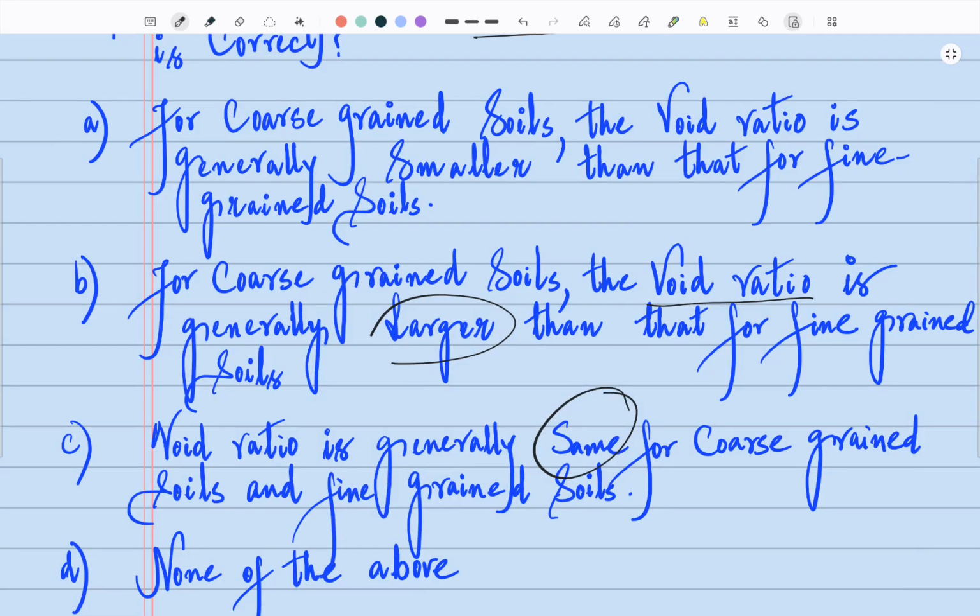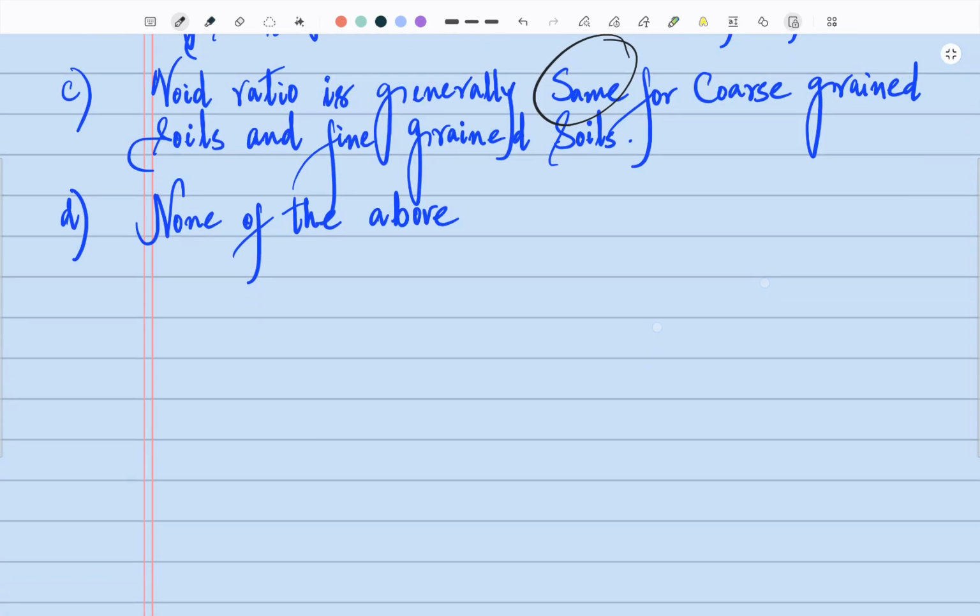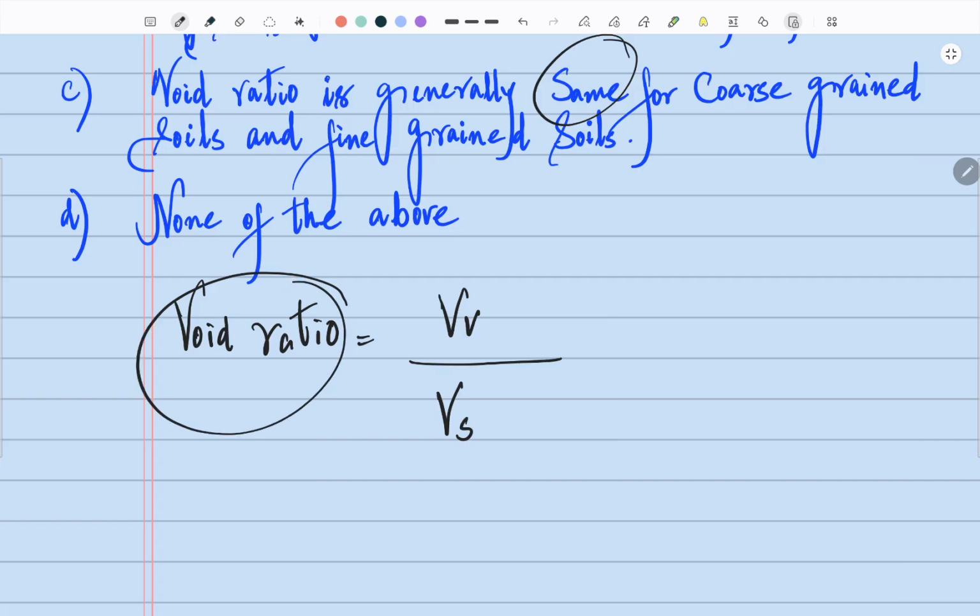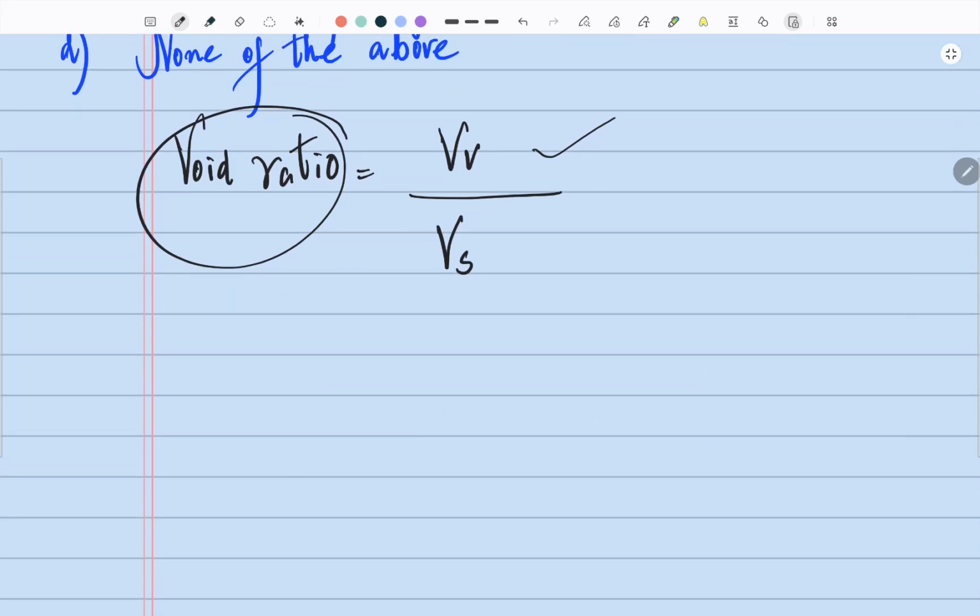Before moving to the question, let's see what void ratio is. Void ratio is a very important volumetric relationship in case of a soil sample. Void ratio is defined as a ratio between volume of voids to the volume of solids in a soil mass, and it's denoted by e. So e is equal to volume of voids divided by volume of solids.